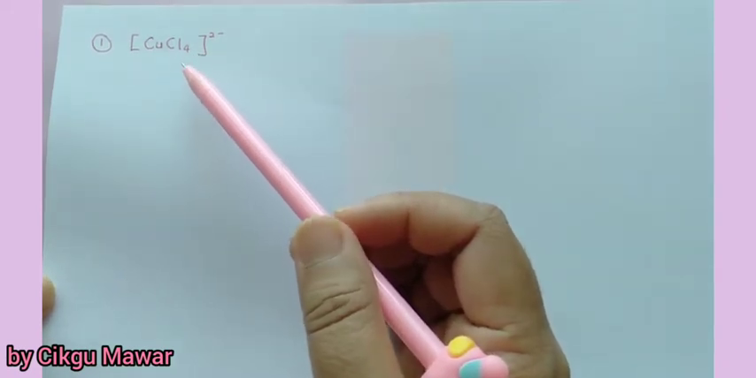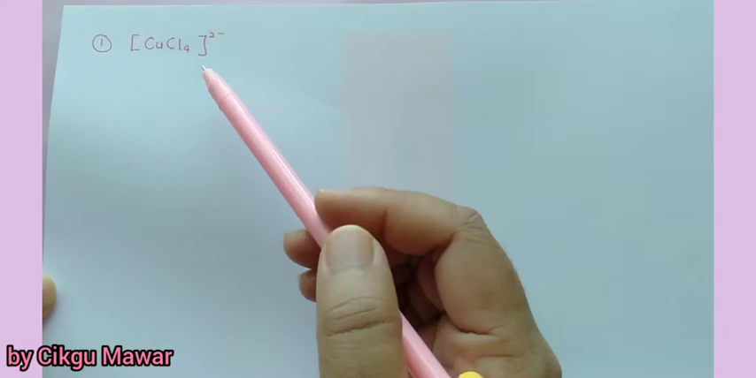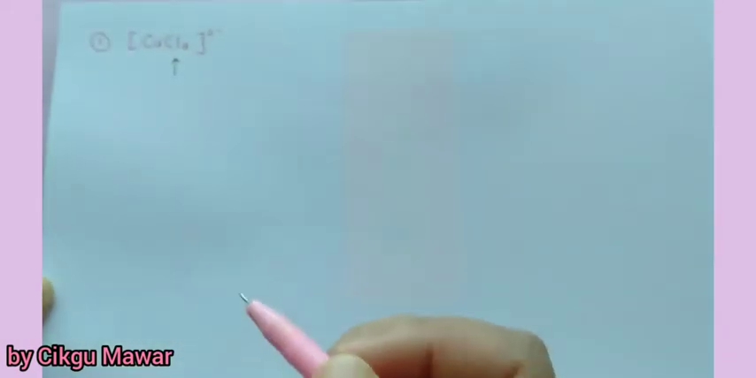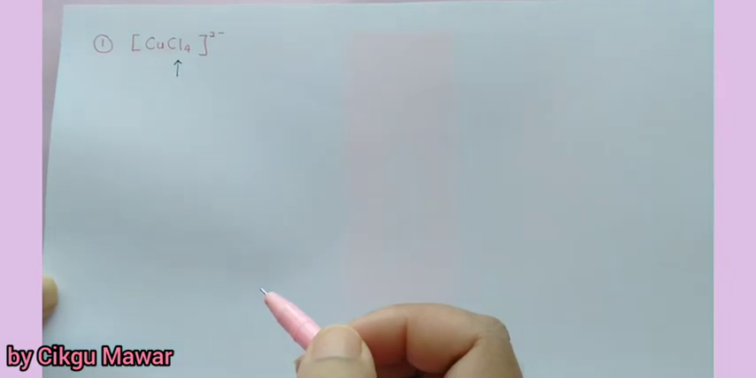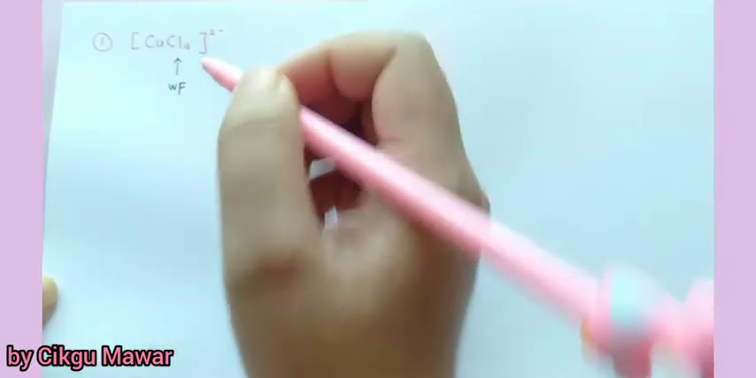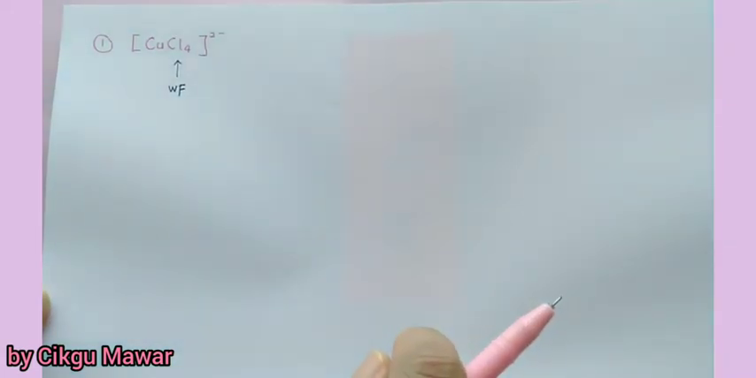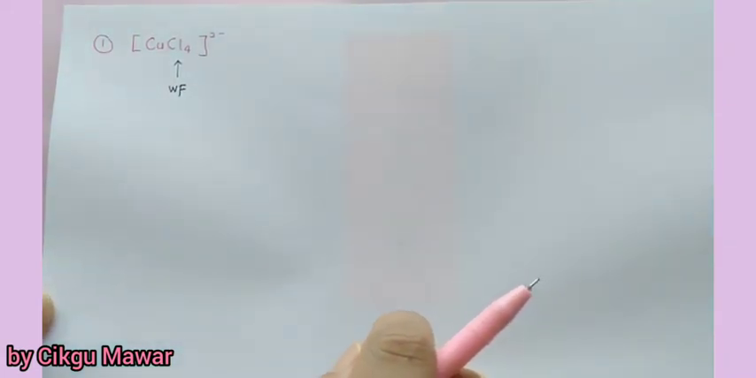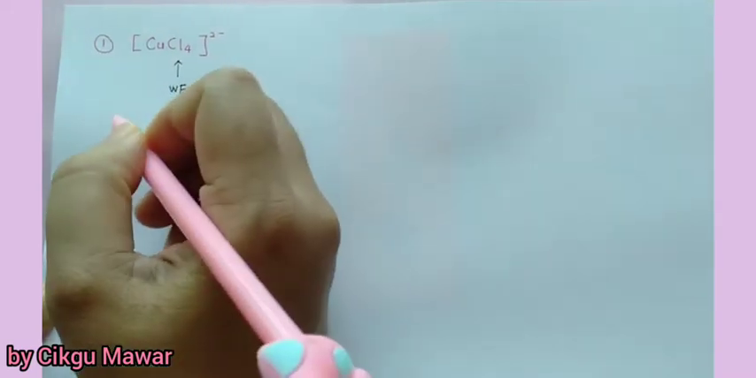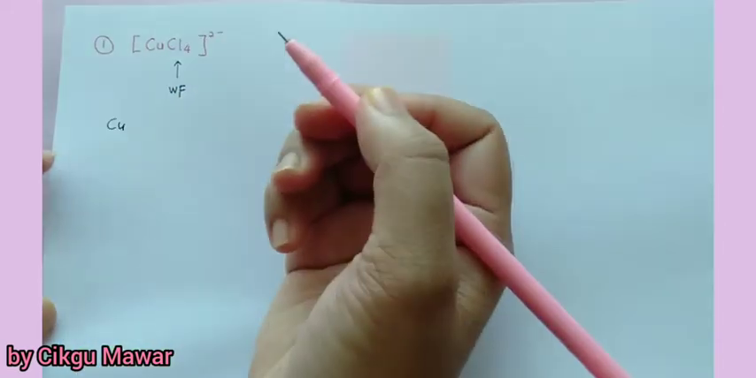According to the notes, chlorine, which is a halogen, is categorized as a weak field ligand. So for a weak field ligand, you must memorize that it cannot pair up. Let me show you. The first step here is you must calculate the oxidation number.